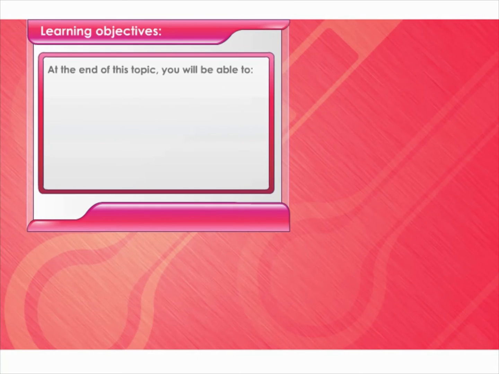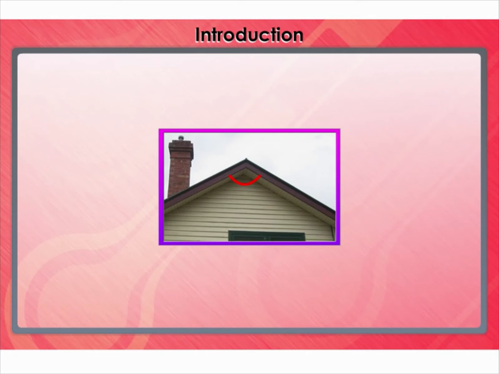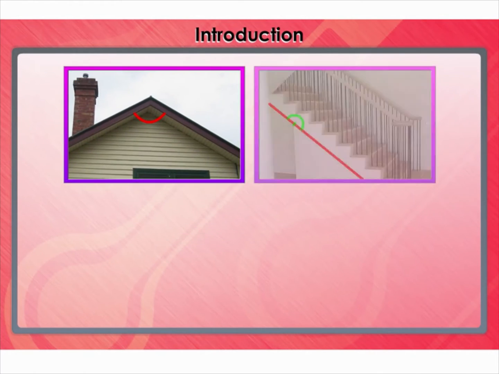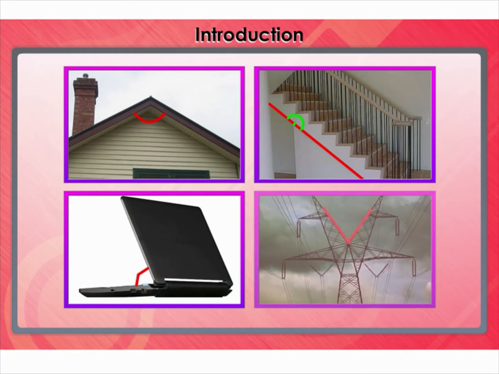Learning objectives. At the end of this topic, you will be able to understand basic terms and definitions, illustrate intersecting lines and non-intersecting lines, and illustrate pairs of angles. Introduction. In our daily life, we see different types of angles formed between the edges of plane surfaces. These are all some examples of lines and angles in our real life.